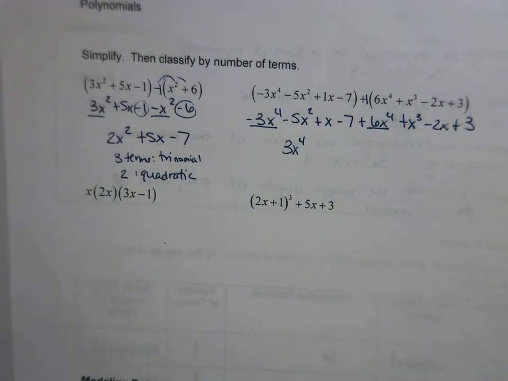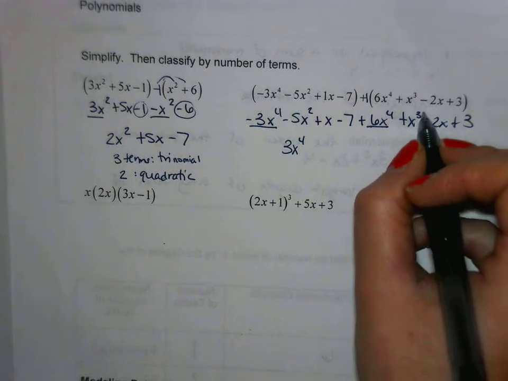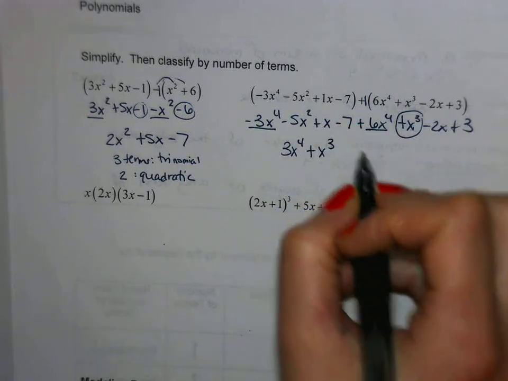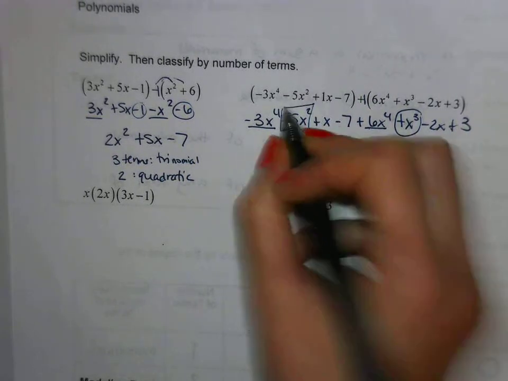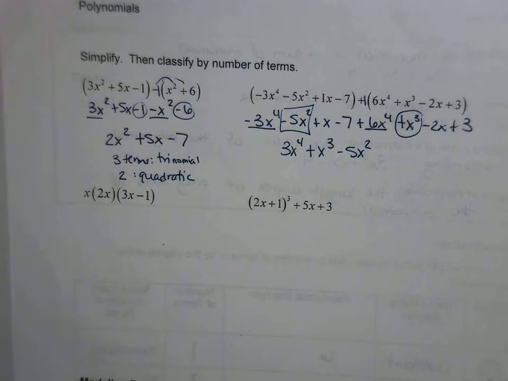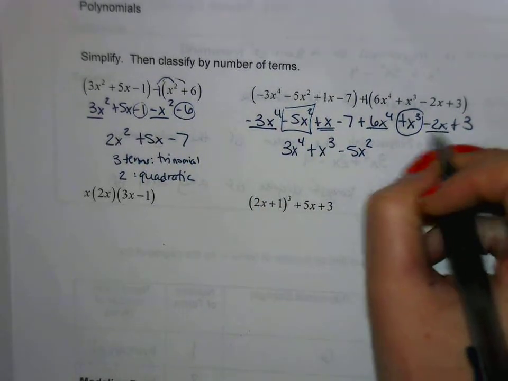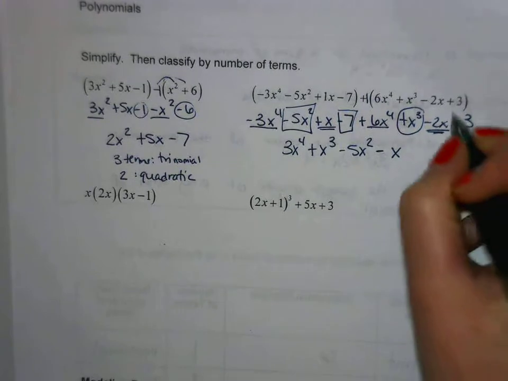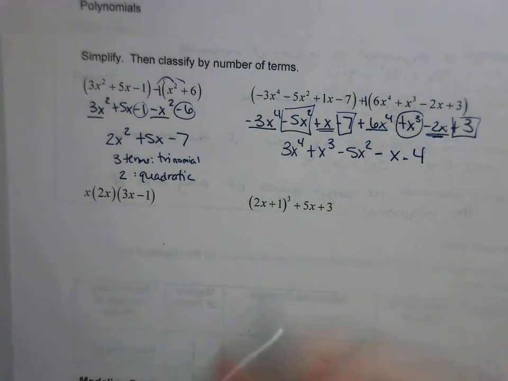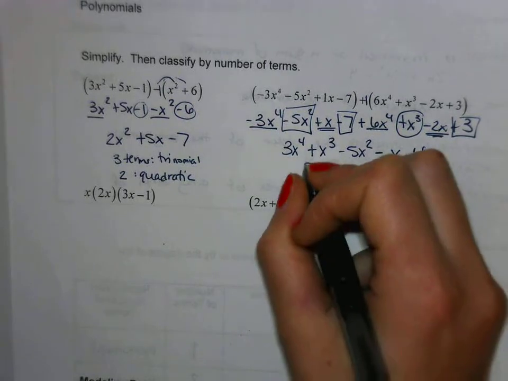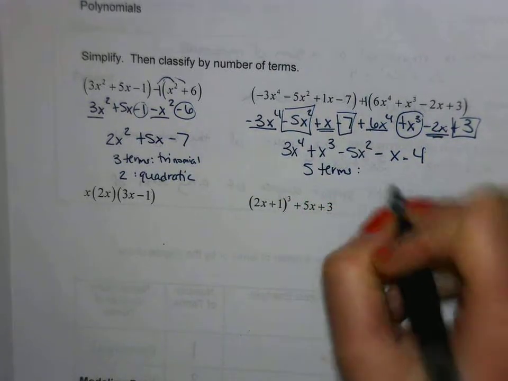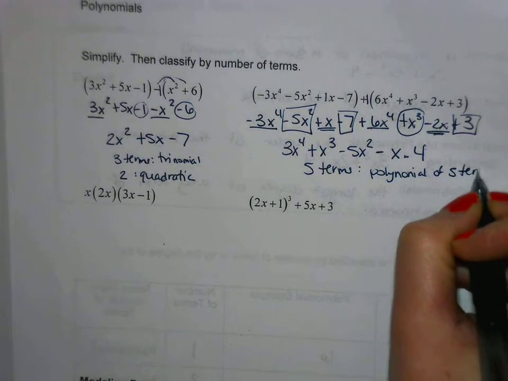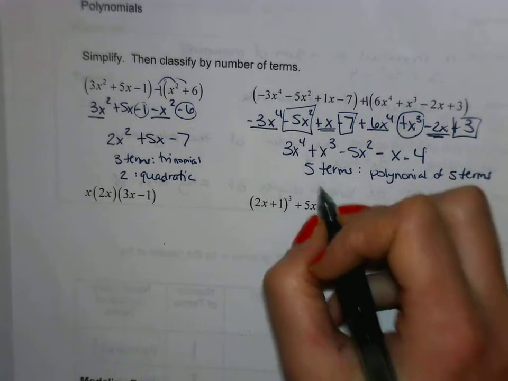Then we have an x to the third. So plus x to the third. Then we have 1x squared, so minus 5x squared. X minus 2x's is a negative 1x. Negative 7 plus 3 is a negative 4. So here we have 1, 2, 3, 4, 5 terms. So we have a polynomial of 5 terms. And our highest degree is 4. So it's a quartic.